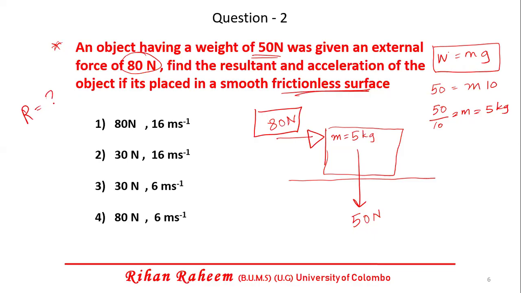Resultant force is 80. Now don't think you have to subtract 50 from 80, because 50 Newton is the weight of the object that is acting downwards. The external force is acting in a way to move the object. It might be acting from left to right or right to left. These are not getting subtracted because those two are in two different planes.